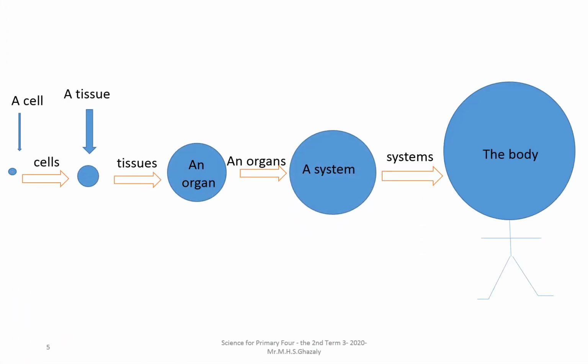Cell. A group of similar cells form a tissue. A group of tissues form an organ. A group of different organs form a system. A group of different systems form the body.